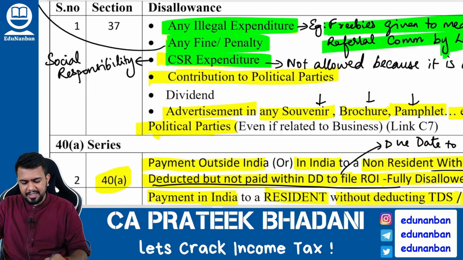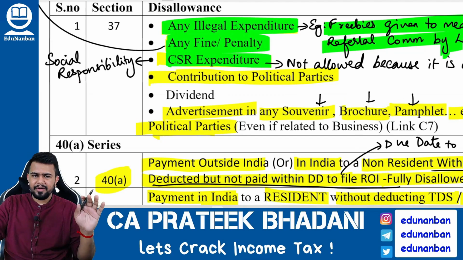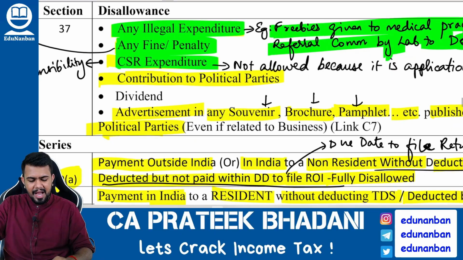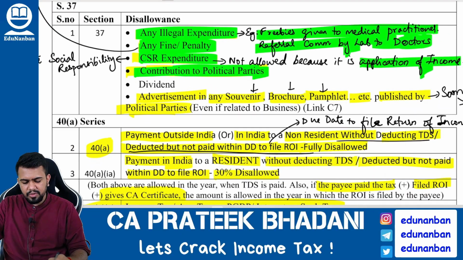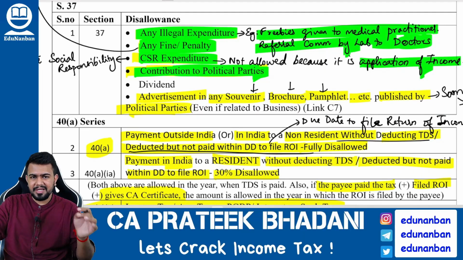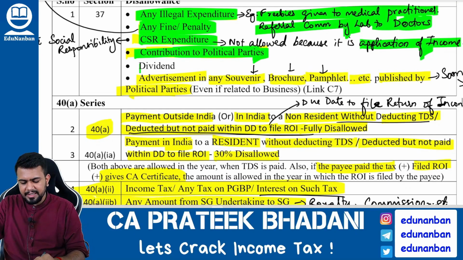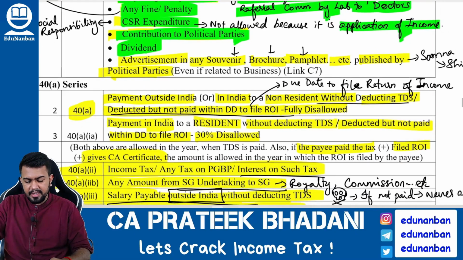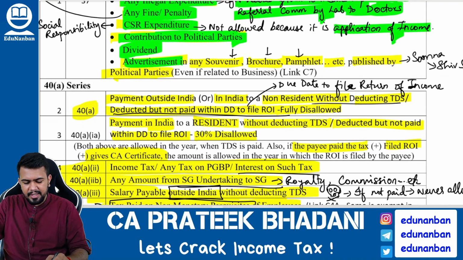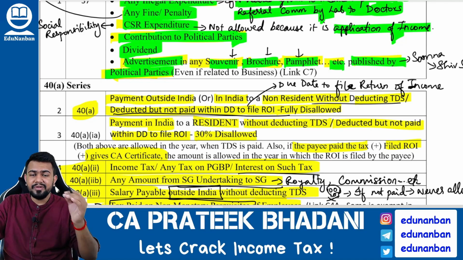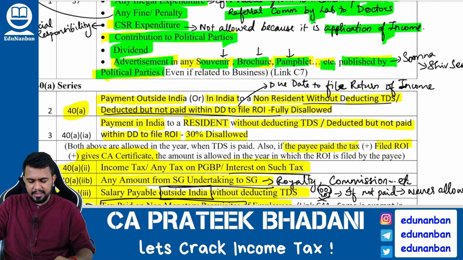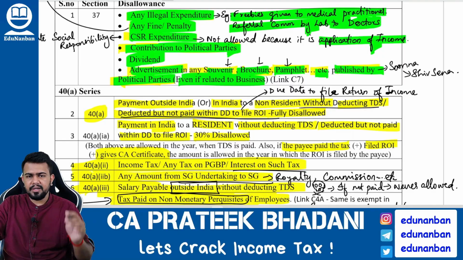CSR expenditure, that is corporate social responsibility, is not allowed as deduction because it is considered as application of income. Then if contribution is made to a political party, it is not allowed as deduction here. It will be allowed as deduction in the deduction chapter. Then dividend paid is not allowed as deduction. Then even if any advertisement is made in the souvenir, brochure, pamphlet, newspaper, etc. of a political party, such advertisement expense also will not be allowed as deduction, even if it is related to the business.